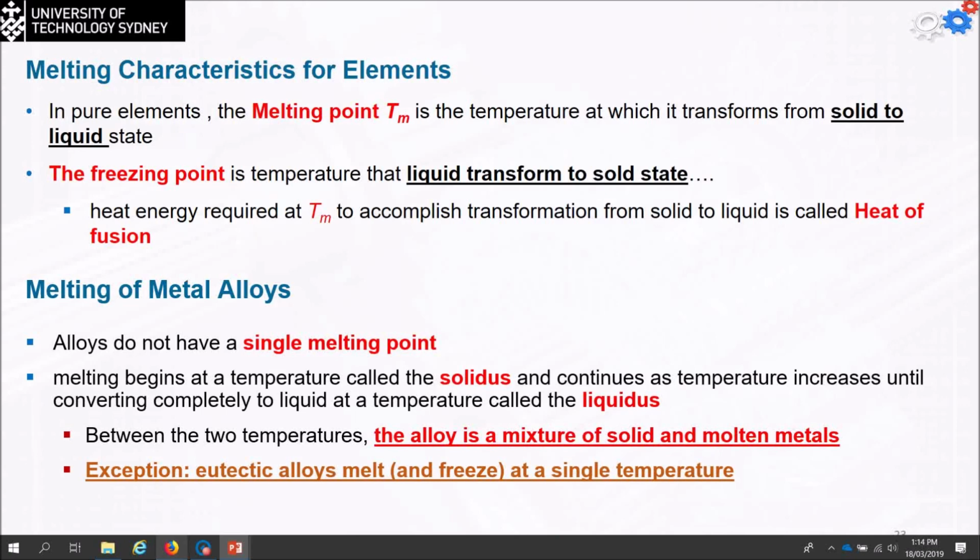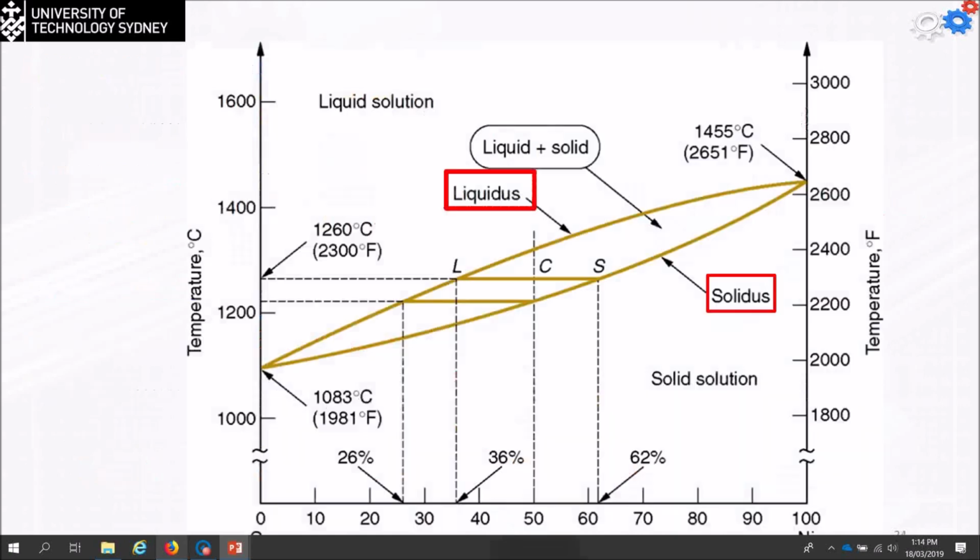The only exception we have is what we call the eutectic alloys, which melt and freeze at a single temperature. So that's what happens. These are the temperatures.